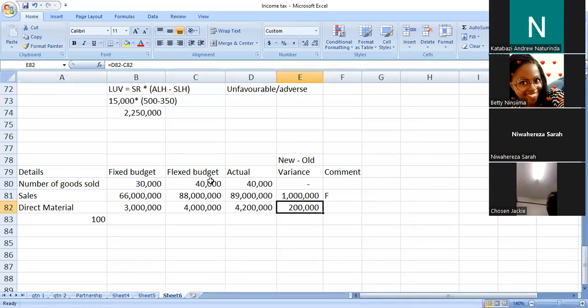Guys, welcome back. So sorry about the network, but we're about to finish. So back to what I was saying, flexing of the budget. I already said that you had a fixed budget of 30, and it's different from the actual, which is at the level of activity of 40.